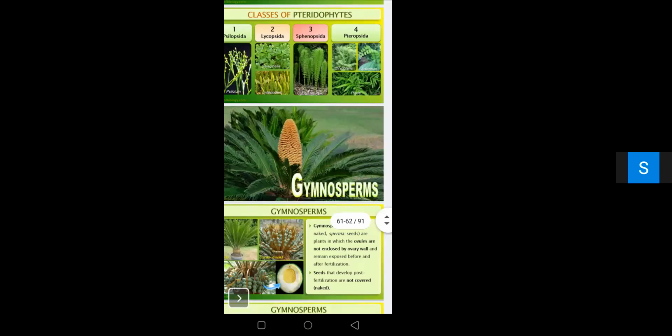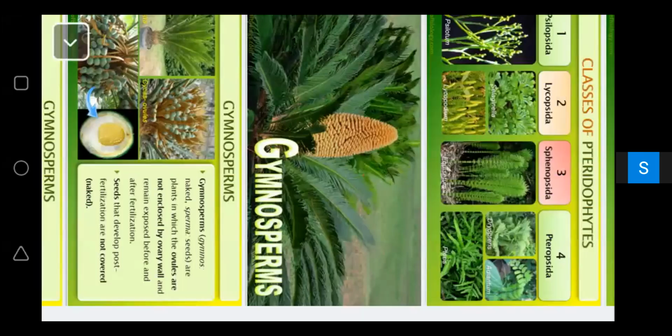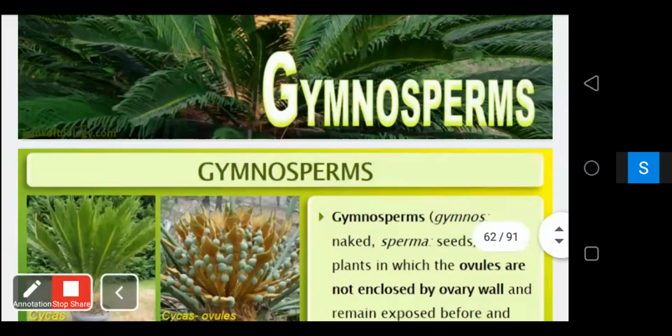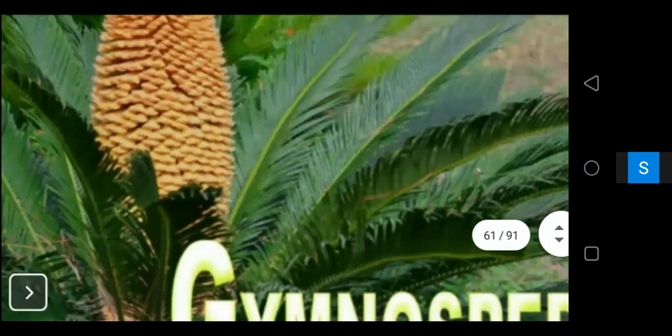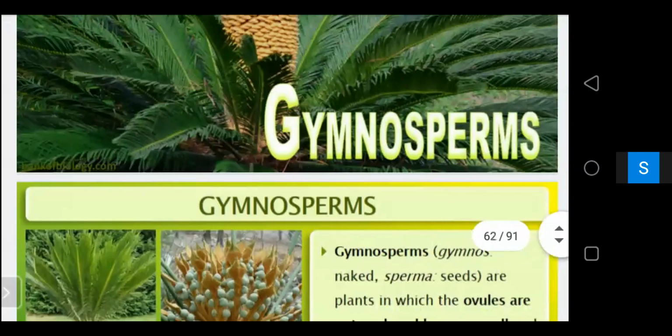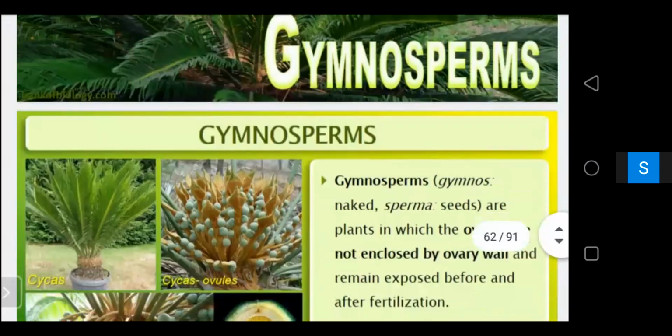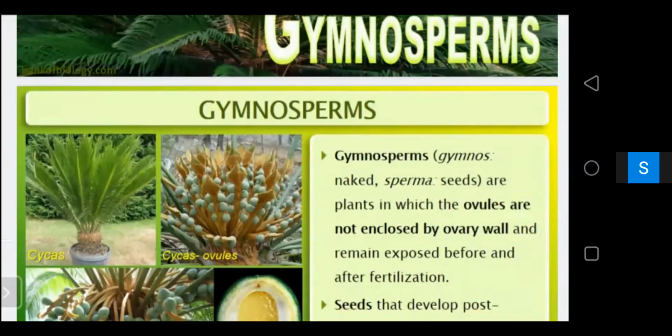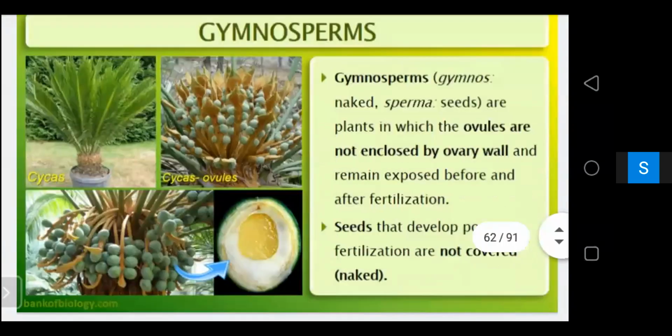Now, gymnosperms. You can see this cone-like structure, and in this the pine trees will come. Gymnos means naked and sperma means seeds. They are the plants in which the ovules are not enclosed by the ovary wall, and they are exposed before and after fertilization.